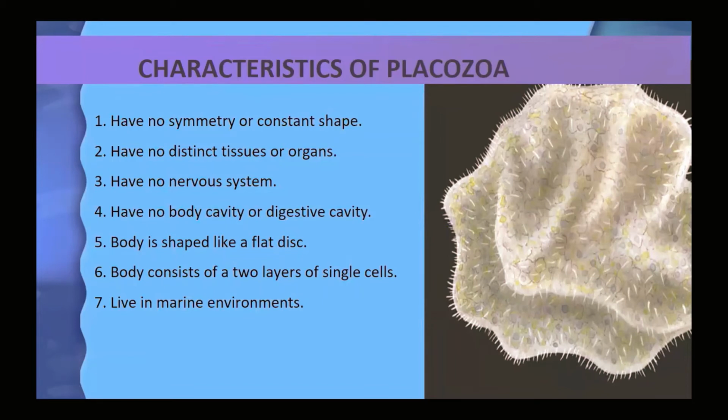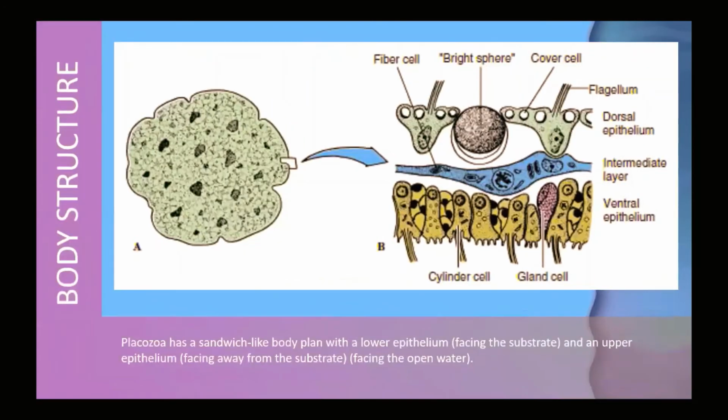Their body is plate-like and has no symmetry at all, no organs, and no muscular or nervous system. It also lacks both a basal lamina beneath the epidermis and extracellular matrix, two features that were considered animal hallmarks. However, the genome contains many genes that encode predicted extracellular matrix proteins. Placozoa has a sandwich-like body plan with a lower epithelium and an upper epithelium. A loose layer of so-called fiber cells is encased between these two layers. Placozoa do not seem to have any symmetry or body axis.